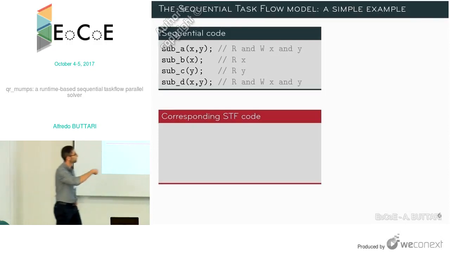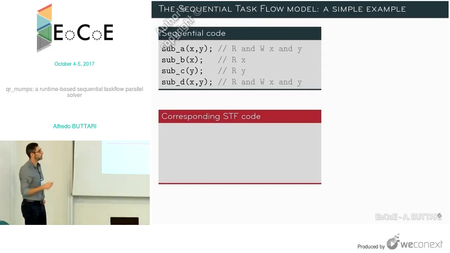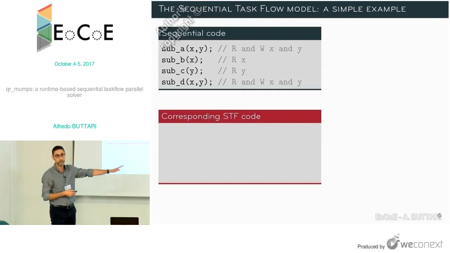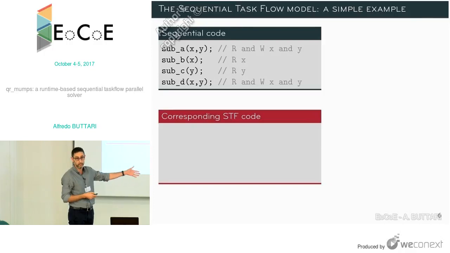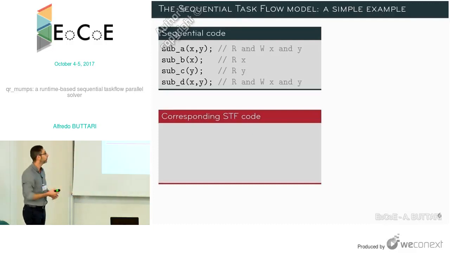Then we do the same for task C and task D, and we would end up with this graph of tasks. You can easily see that if we have more than one core, tasks B and C will be executed at the same time because they are independent. There is no edge going from B to C or the other way around.